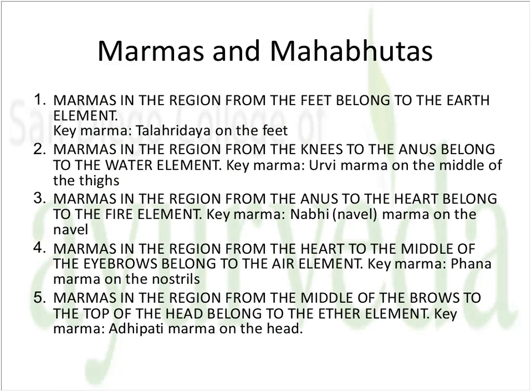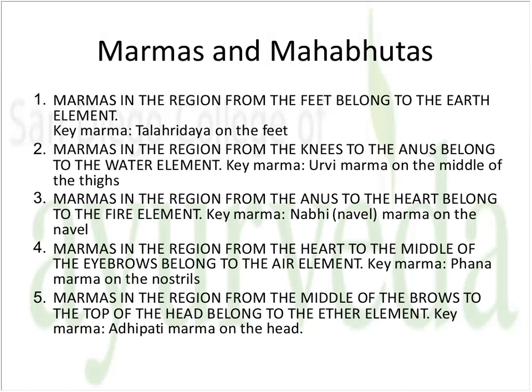Let's talk about the marmas and the mahabhutas. So the marmas in the region from the feet belong to the earth element, which makes sense, right? So, for example, tala hridaya on the feet. There are marmas in the region from the knees to the anus belonging to the water element. The key marma is the urvi marma in the middle of the thighs. And then you have marmas in the region from the anus to the heart belonging to the fire element. For example, nabhi, navel, marma on the navel.